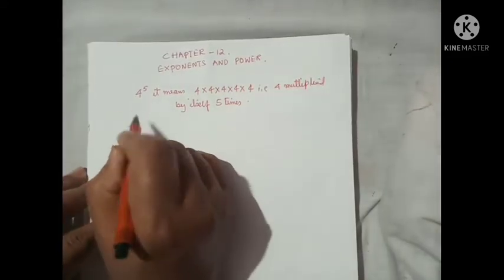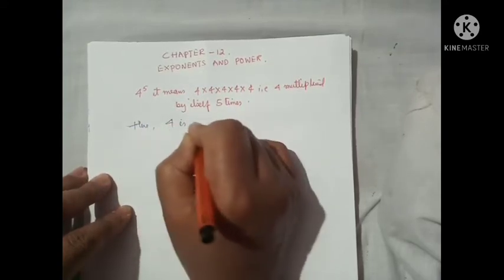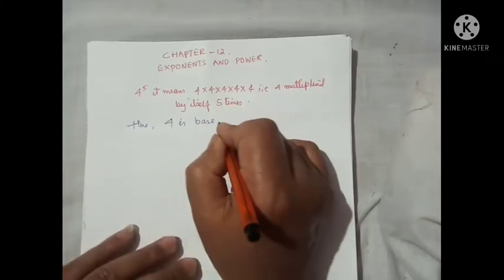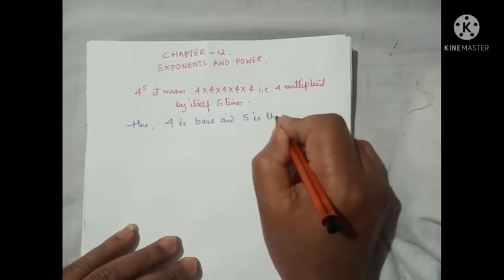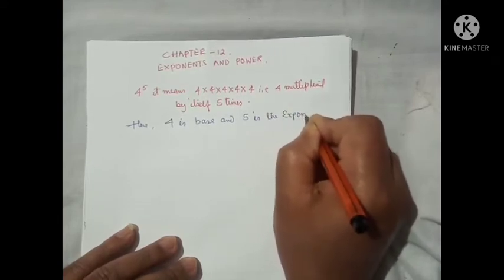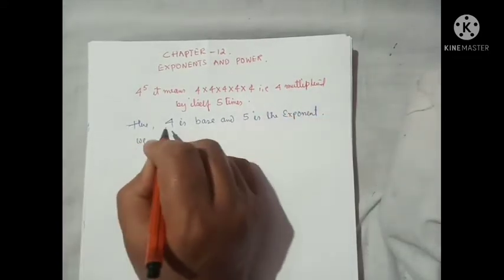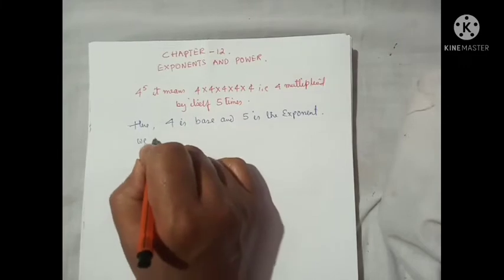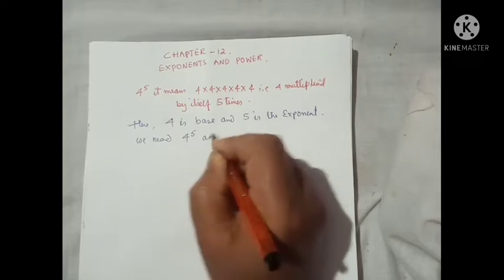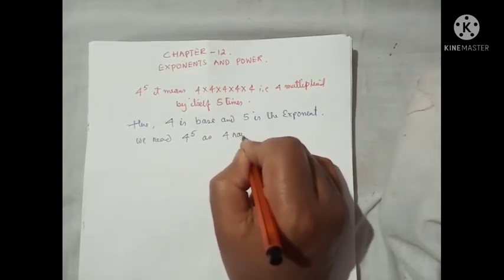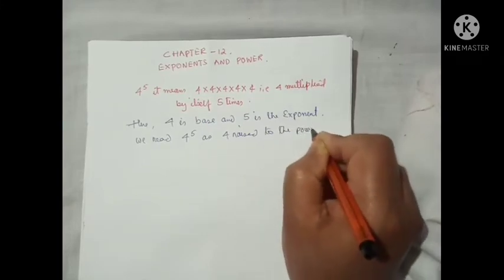Here we have to understand that 4 is the base. Okay, 4 is the base and 5 is the exponent. We read 4 to the power 5 as 4 raised to the power 5.